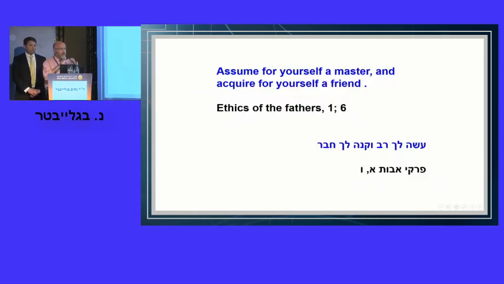So, what if you are not such an expert, and you don't trust your own gut feelings? Let's say when you're a novice, or when you face something very, very complicated, which you see for the first time of your life. So we go back to Pirkei Avot, to the ethics of our fathers, of our sages, which said, assume yourself a master and acquire yourself a friend, which we can see also as assume yourself a mentor and acquire yourself a peer.